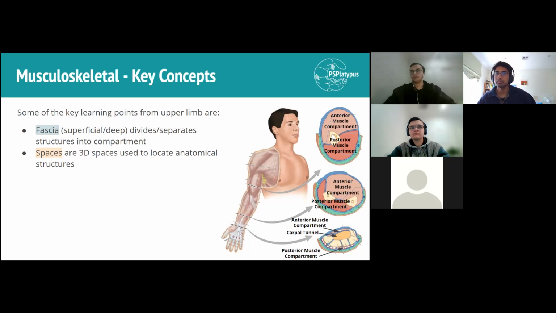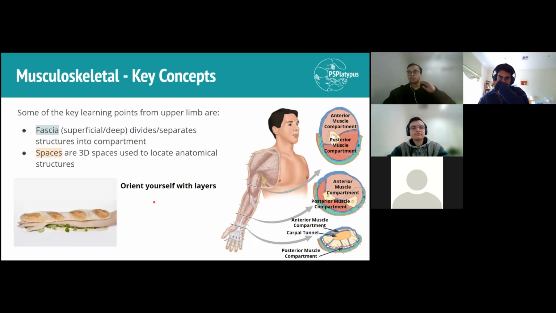But just keep in mind that they're just 3D spaces, but we care about them because that's where some important anatomical structures are. And then finally, whenever you're stuck, think about your body as a big sandwich, or your upper limb and lower limb as big sandwiches, right? Because the layers are the important things you want to keep in mind. So in terms of layers, keep in mind that the most superficial layer, or the highest layer up, is the skin. Then below the skin, you have superficial fascia, then deep fascia, and then muscle, and then bones. So as long as you keep that order in mind, I think it's really helpful to orient yourself with where you are in either the upper limb or the lower limb.